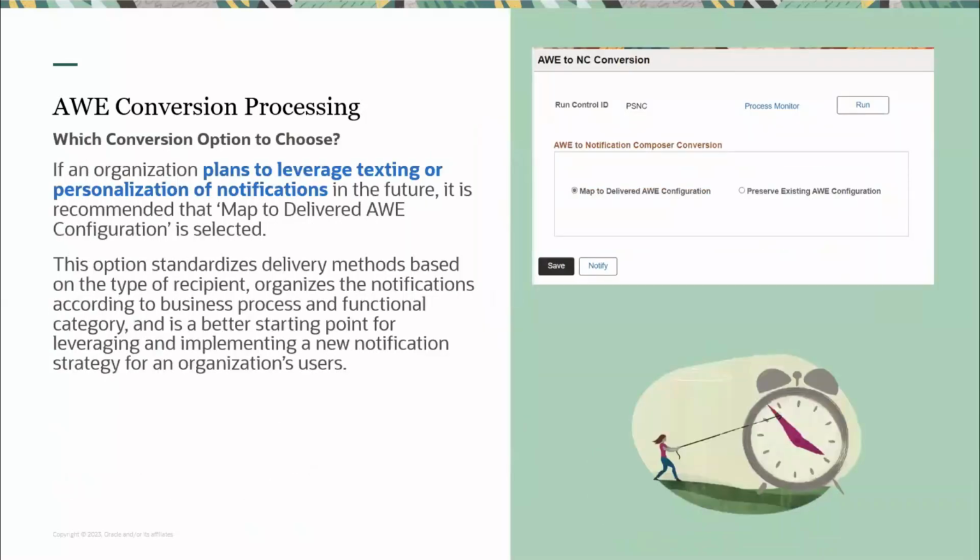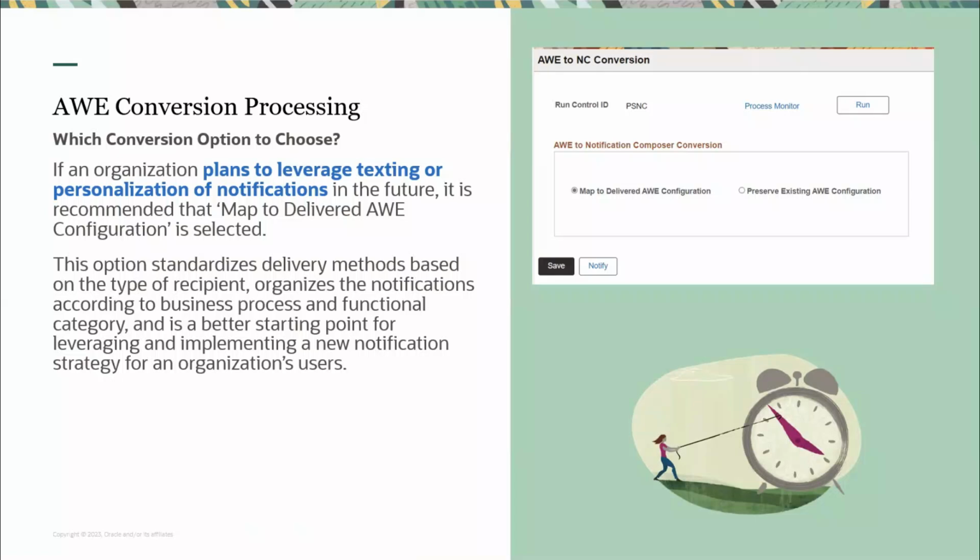But let's dig in a little bit more. The common question we always get asked is, which one should I choose? I don't really know what the benefits of one versus the other are. What we told customers at the Reconnect conference just recently about this was, if an organization plans to leverage texting or personalization notifications in the future, it's recommended to map to delivered AWE configuration. The main reason is this option standardizes the delivery methods based on the type of recipient, organizes the notifications according to business process and functional category, and really is a better starting point for leveraging and implementing a brand new notification strategy for an organization's users.